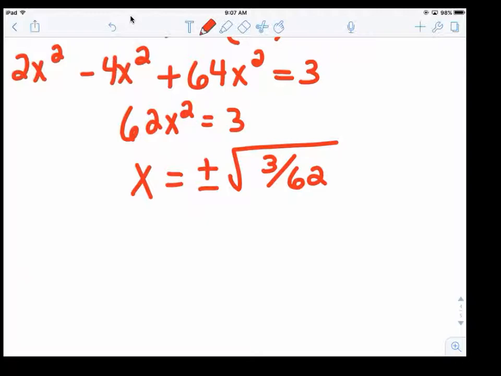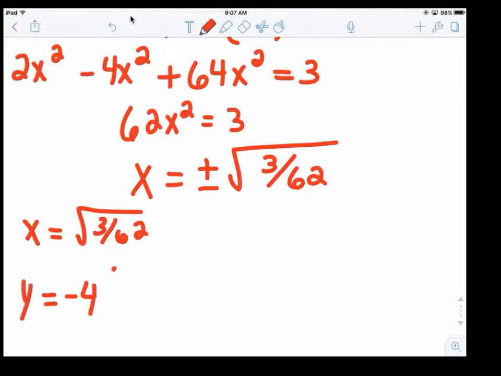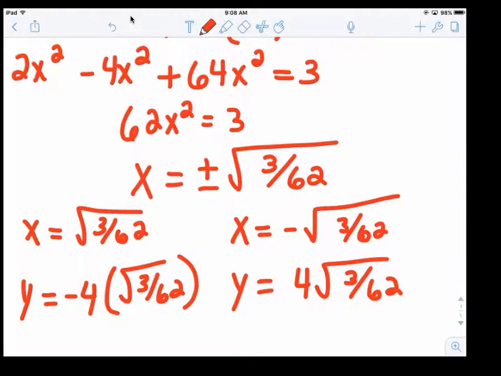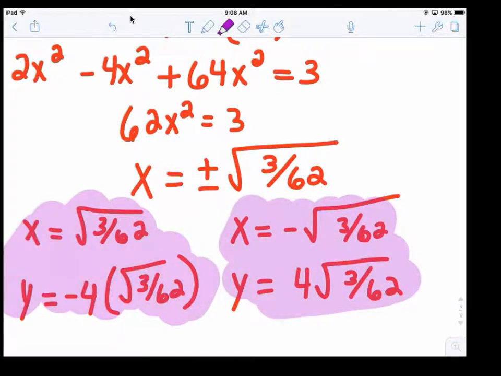So if x is positive radical 3 over 62, y is negative 4 times radical 3 over 62. And then if x is negative radical 3 over 62, y is positive 4 times radical 3 over 62. So that's one point, and then that is the other.